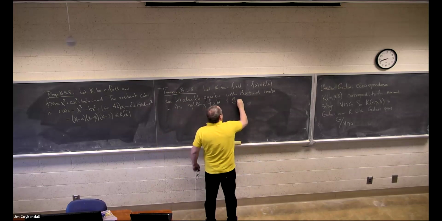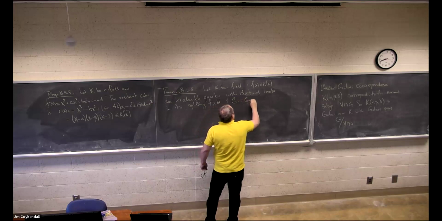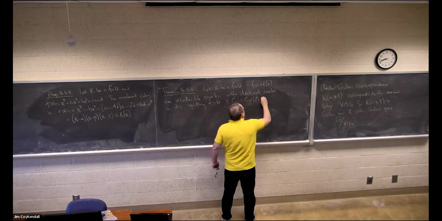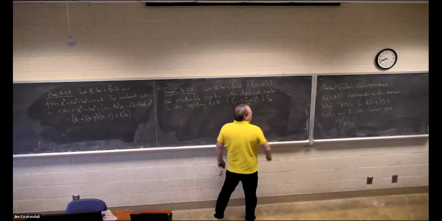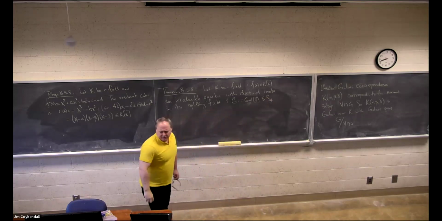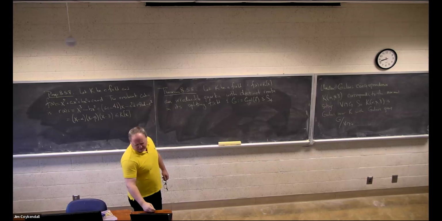We'll say G is the Galois group of this polynomial. Notice it's a subgroup of S4. It's a transitive subgroup of S4, as a matter of fact.